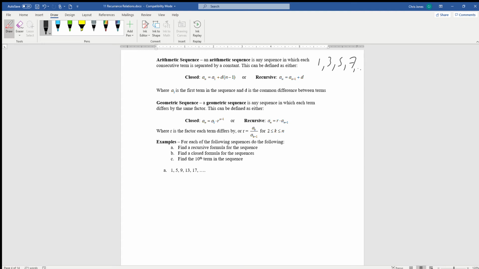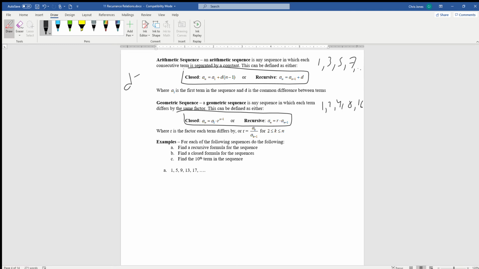Geometric is essentially when you have terms that are separated by a factor. A really easy example of that might be 1, 2, 4, 8, 16, where what we're doing is multiplying the previous term by 2 to get the successive term. Now there are ways that we can write both of these in closed and recursive form. For geometric, these are going to be our general formulas. For arithmetic, these are going to be our formulas.